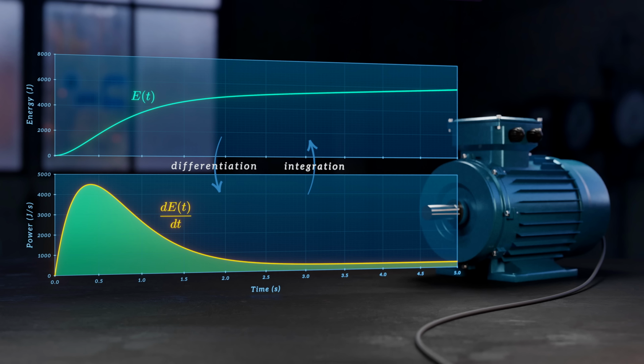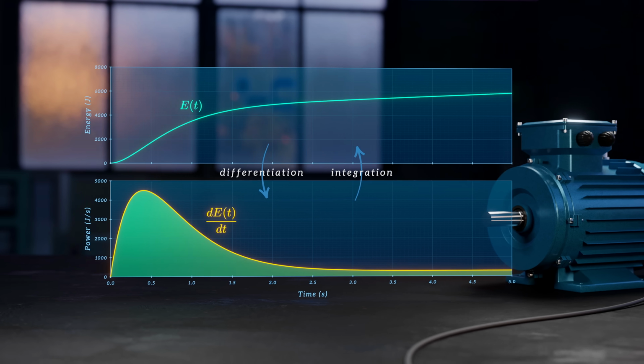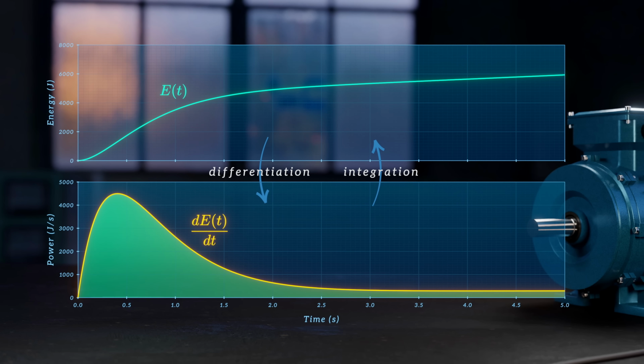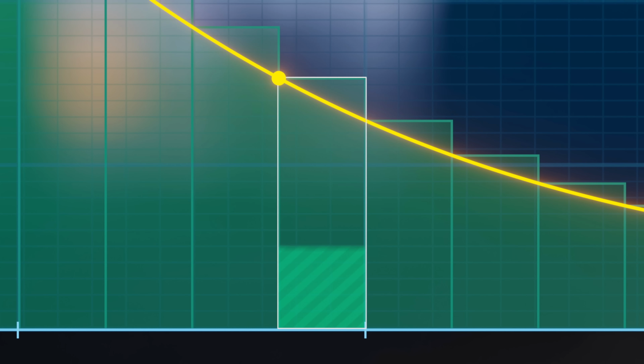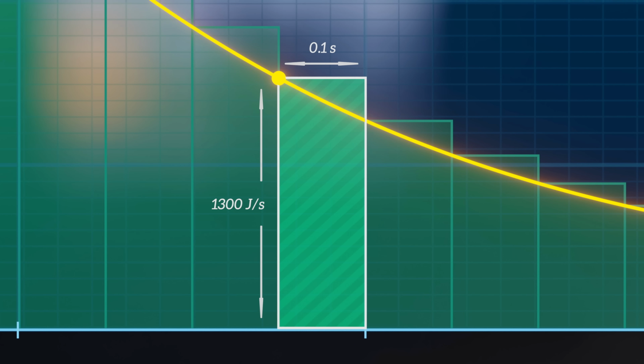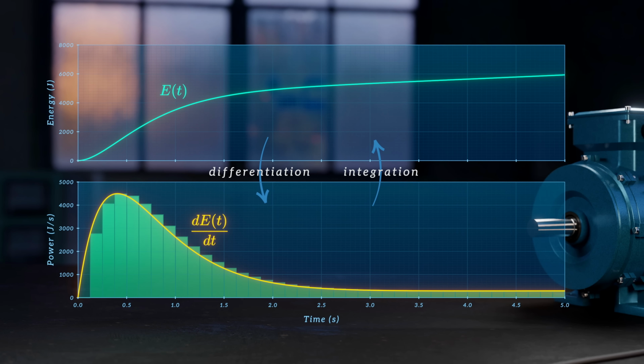To see why this is, imagine dividing the region under the curve into loads of thin vertical rectangles. Each rectangle has a width that corresponds to a small change in x, and a height equal to the value of the curve at that x. And so the rectangle approximates a tiny contribution to the total. 1,300 joules per second consumed over 0.1 seconds is 130 joules. To obtain the total accumulated quantity up to a certain point, you just add up all of the tiny contributions up to that point. As you make the rectangles thinner and thinner, you get closer to the exact area under the curve.